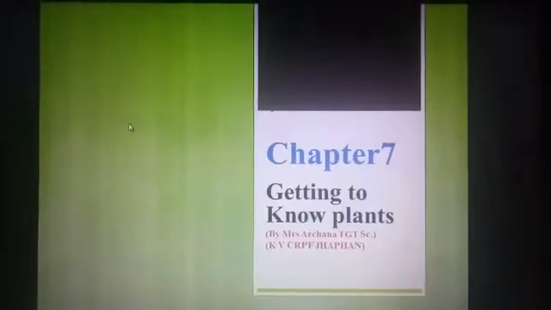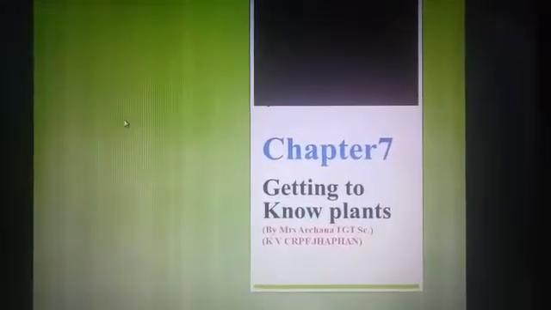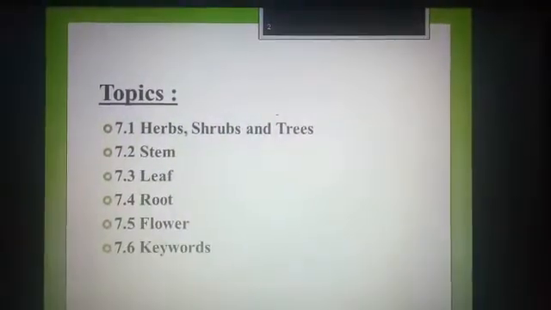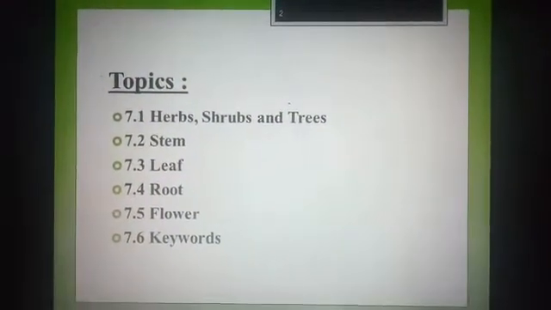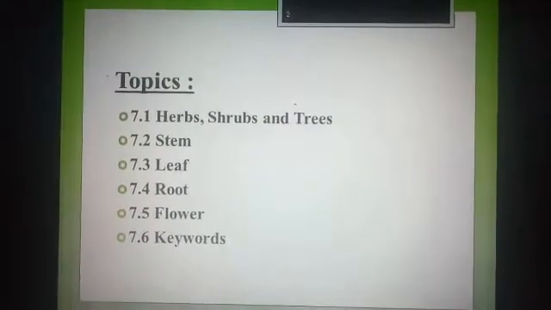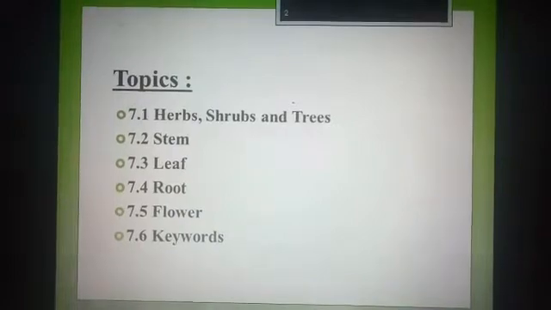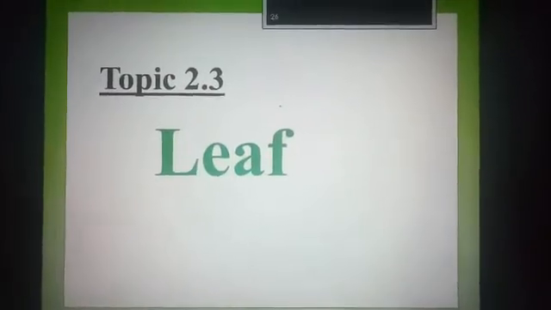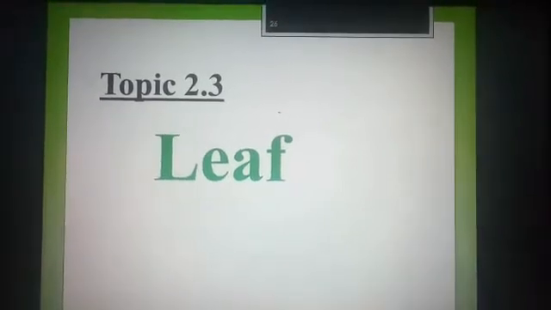Good morning, 6th class. Today our chapter is number 7 and the name of the chapter is Getting to Know Plants. Total 6 topics are there and we have already completed up to 7.2 stem, and today is the turn of 7.3 leaf, 7.4 root also. So here is our first topic, 7.3 leaf.